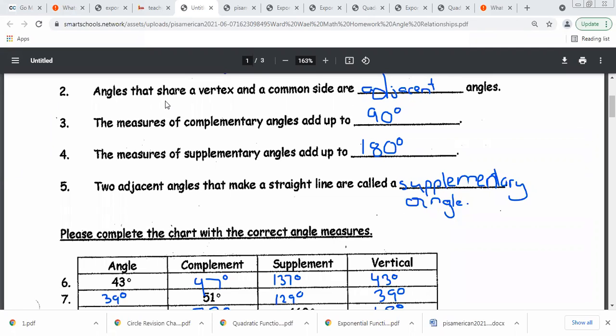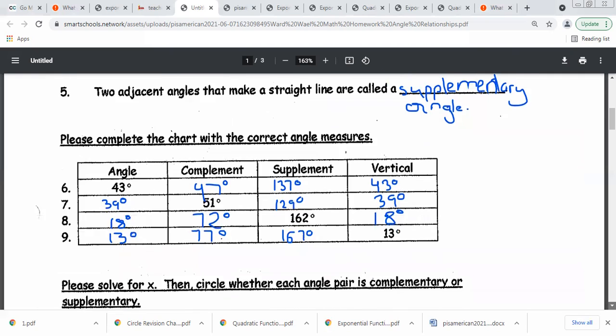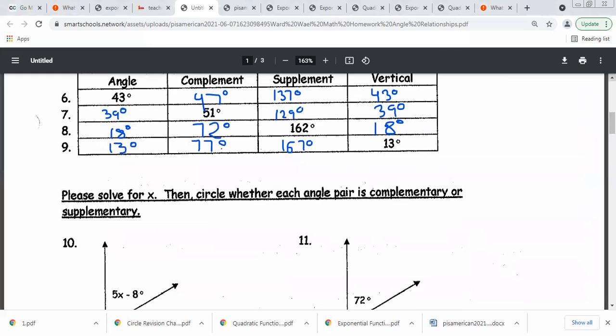This is talking about the relation between angles. Angles that share a vertex and a common side are adjacent angles. The measures of complementary angles add up to 90. The measures of supplementary angles add up to 180. Two adjacent angles that make a straight line are called supplementary angles. Here we have practice about the relation between angles.